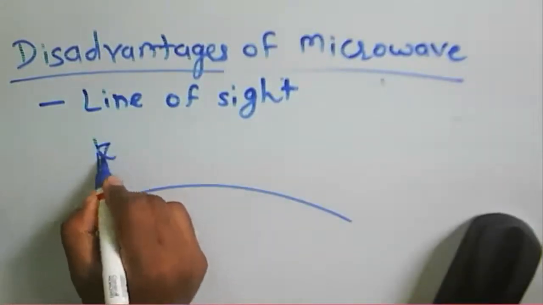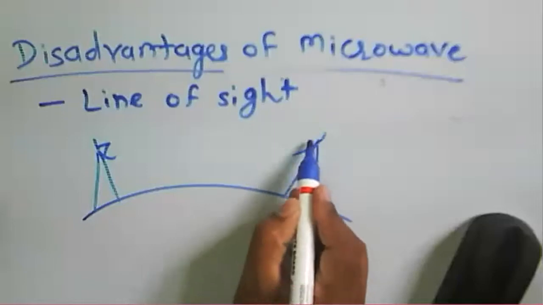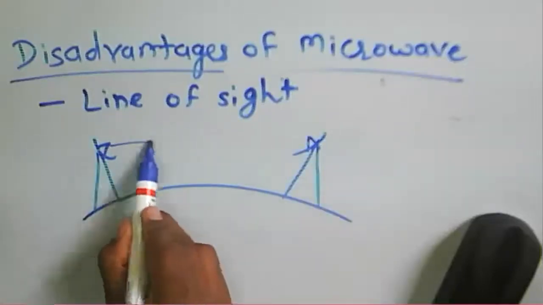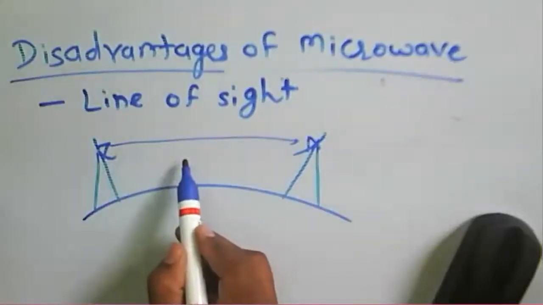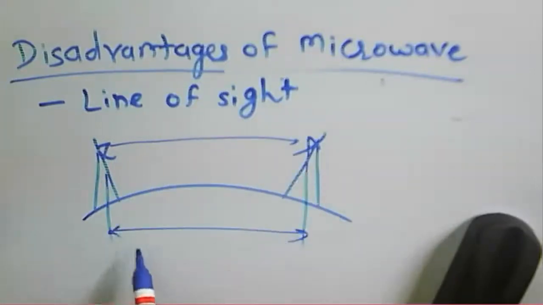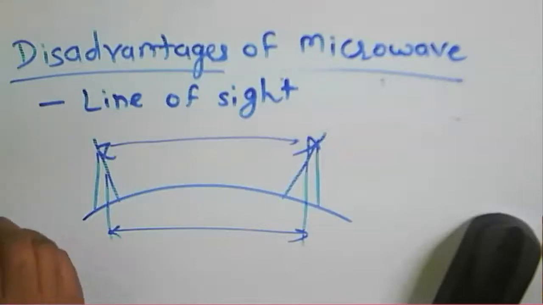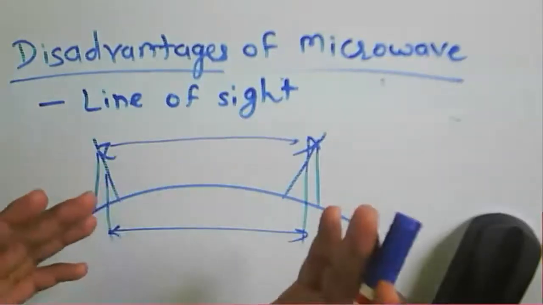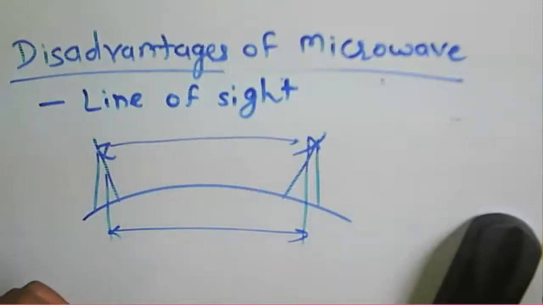Again, one more thing we say: when we are communicating from tower to tower, we need to know the distance of the communication from one tower to another tower. Suppose in between there are mountains or some obstacles. In that case, what happens? The signal may be lost, which means there may be a reflection.